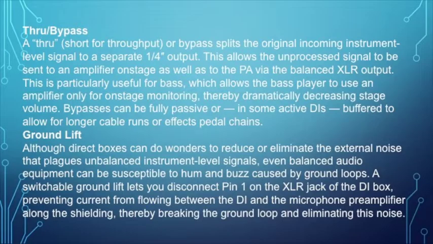All right. So the through, or short for throughput, or bypass, splits the original incoming instrument level signal to a separate quarter-inch output. This allows the unprocessed signal to be sent to an amplifier on stage, as well as to the PA via the balanced XLR output. So that's what we were showing in the slide earlier with the bass player.